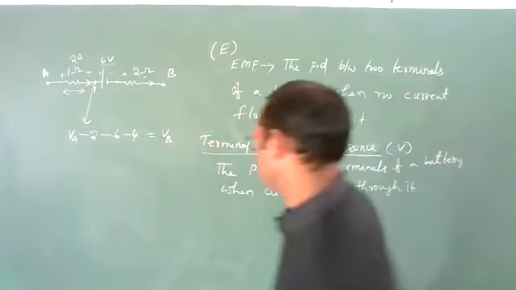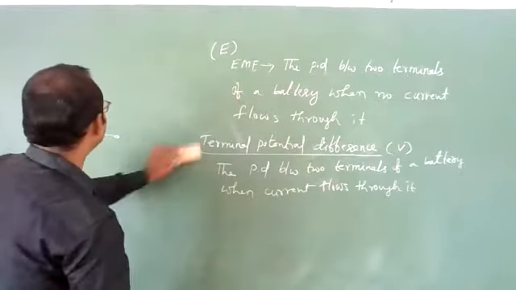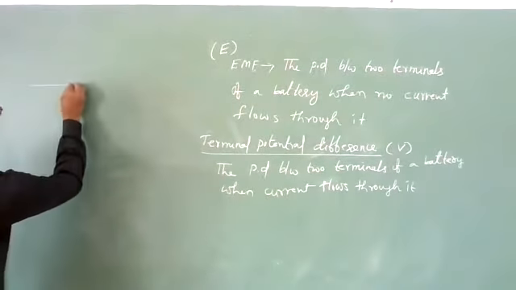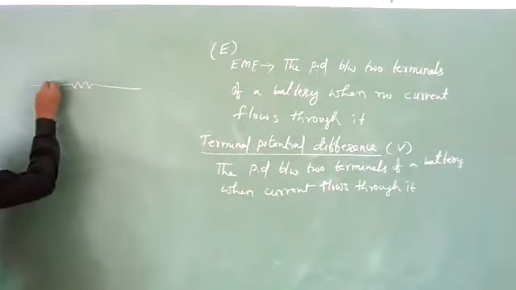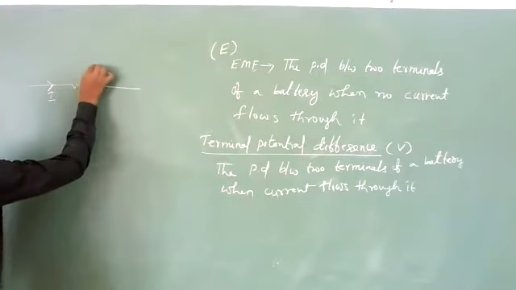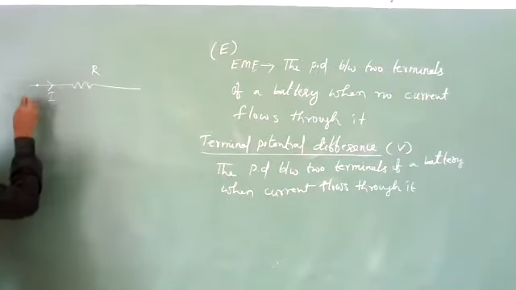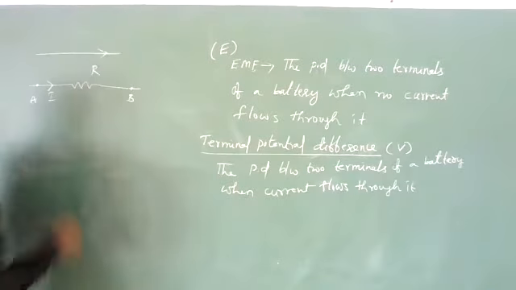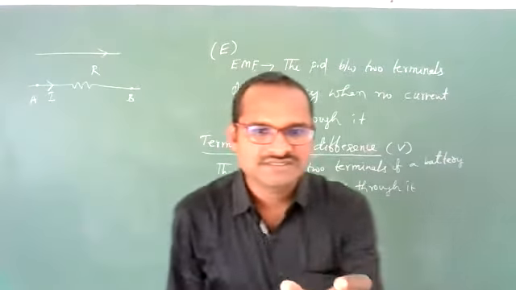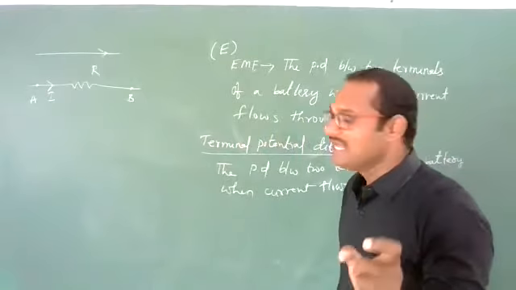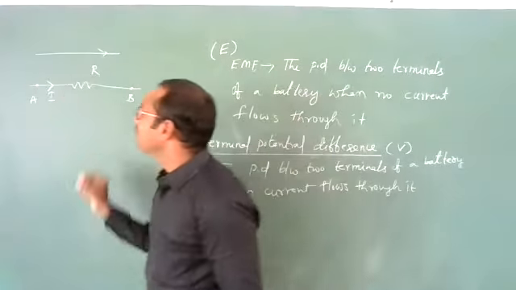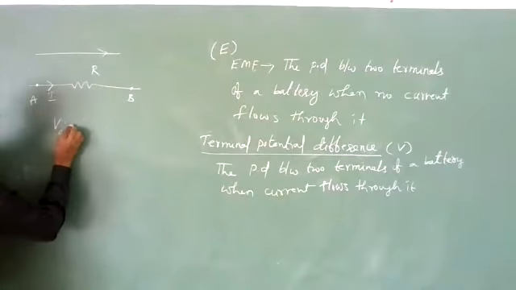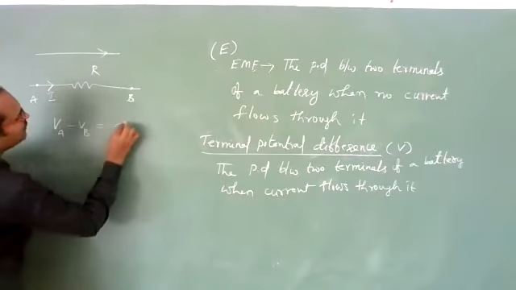Is it confusing? Okay. I'll give you one trick. Students, let us suppose here one resistor is there and current is flowing in this direction. This is a resistor. Let us suppose we have to trace a path from A to B. Then always, if you go from A to B, VA minus VB should be equal to minus IR.